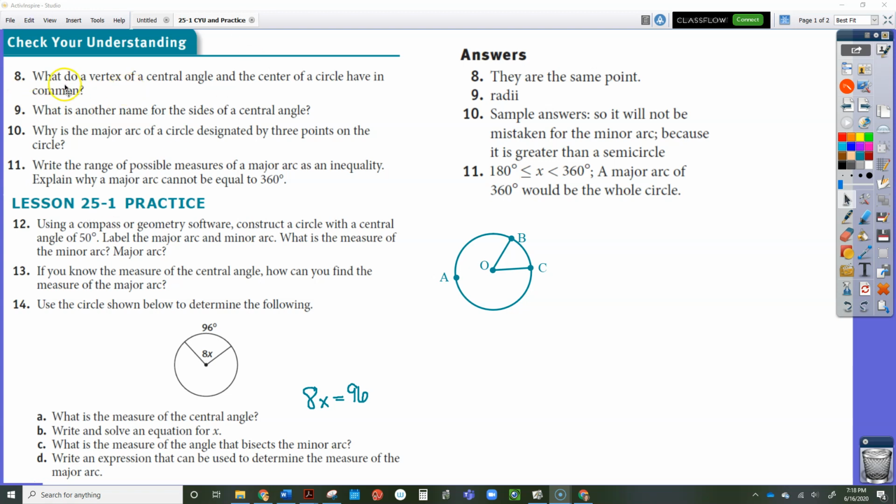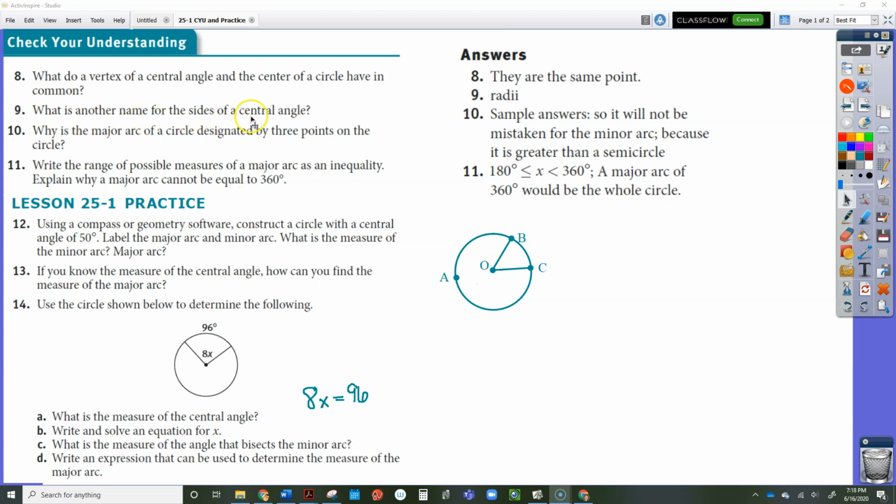Number 8 says, what do the vertex of a central angle and the center of a circle have in common? They are the same point. Here's an example right down here. Here's the central angle, BOC, and the vertex of that central angle is the center of the circle. That's why it's called a central angle.